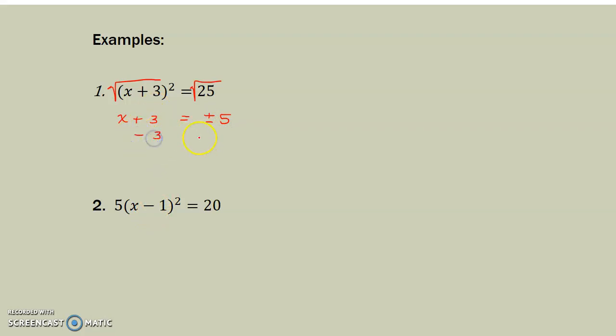Then I'm going to subtract 3 on both sides. So I have negative 3 plus or minus 5. So my two solutions, if you want to spread them out, I have negative 3 plus 5, and x also equals negative 3 minus 5. So my two solutions here are positive 2 and negative 8. So if you're asked for the positive solution to this equation, you would choose 2. If you're asked for the negative solution, it is negative 8.